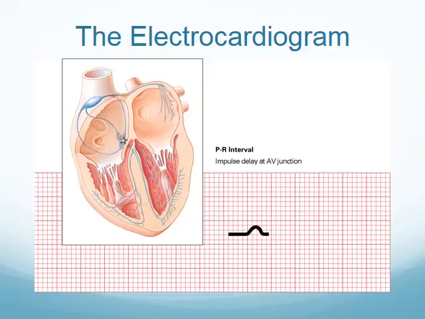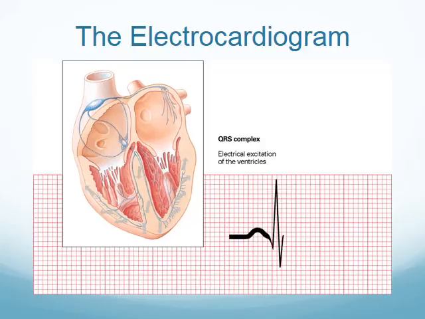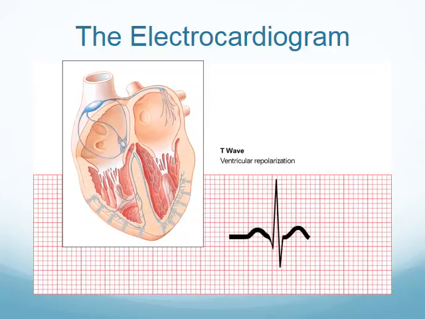The PR interval is the distance from the beginning of our P wave all the way to where the QRS segment starts, and we'll look at that in the next segment here. We have our QRS complex here, and this is representing the depolarization of the ventricles. This happens very quickly. After our QRS complex, we have a T wave. The T wave is indicative of ventricular repolarization. So our ventricles are getting back to their normal state.